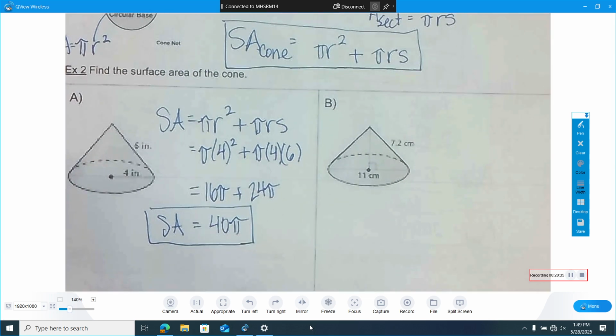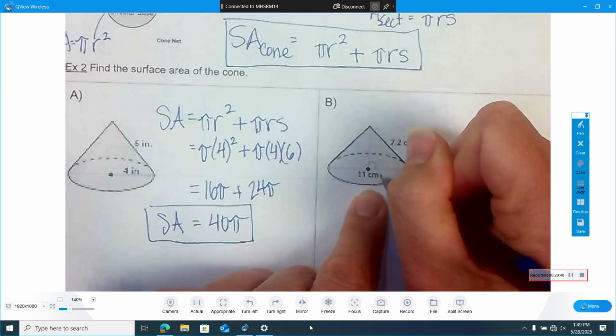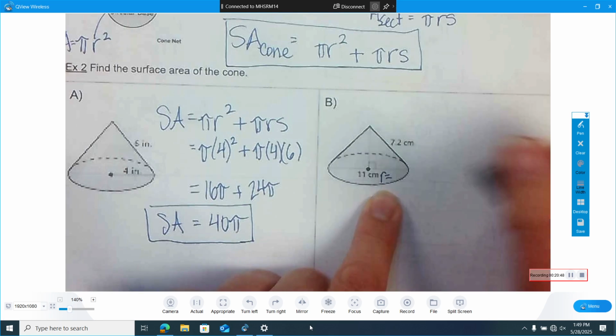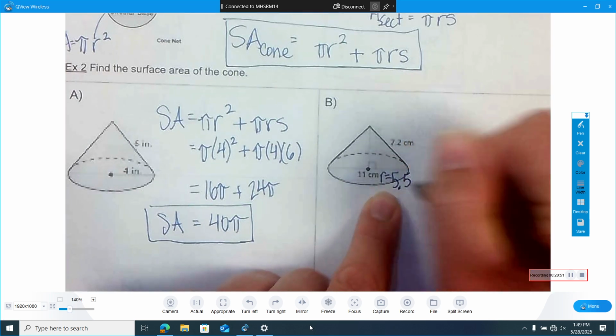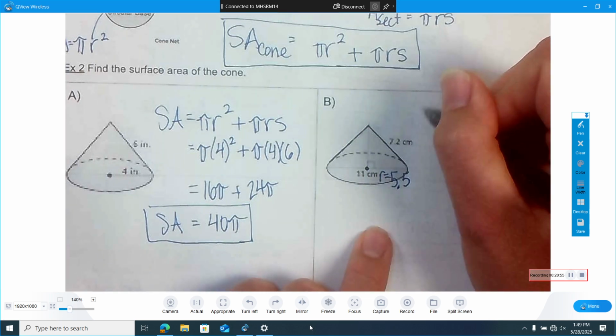You could approximate it if you want. Letter B here. What's the radius? It doesn't give one. Exactly. So what is the radius? 5.5. Very good. It'd be half of 11. And they still gave us our slant height, so that's good.